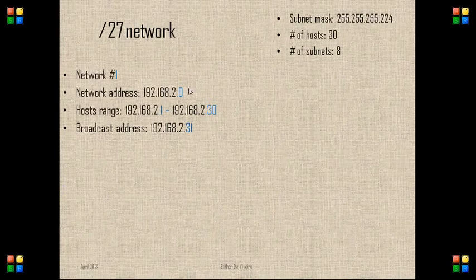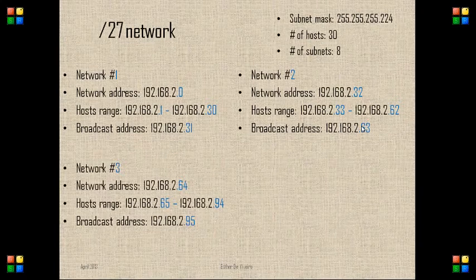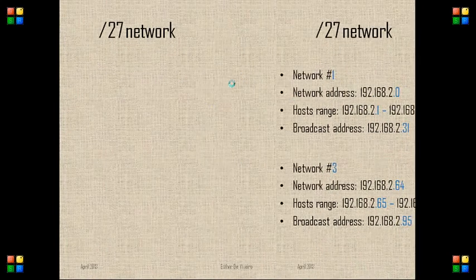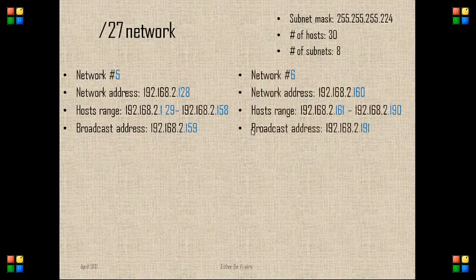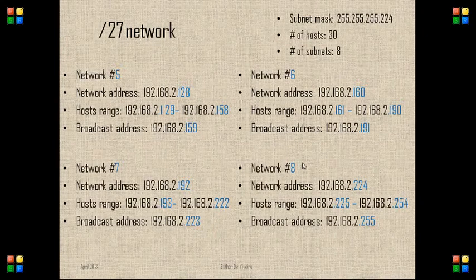Network number 1 is going to start on 0 and end on 31. Network number 2 is going to start on 32 and end on 63. Network number 3 is going to start on 64 and end on 95. Network number 4 is going to start on 96 and end at 127. Then network number 5 is going to start on 128 and end at 159. Network number 6 is going to start on 160 and end at 191. Network number 7 is going to start on 192 and end at 223. Network number 8 is going to start on 224 and end at 255.